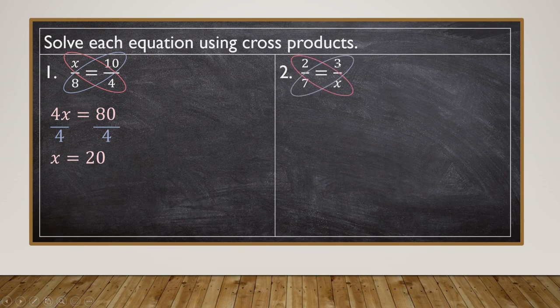and 7 times 3. So 2 times x gives us 2x. Set that equal to 7 times 3, which is 21. Divide both sides by 2. And if it doesn't divide evenly, just leave your answer as an improper fraction.